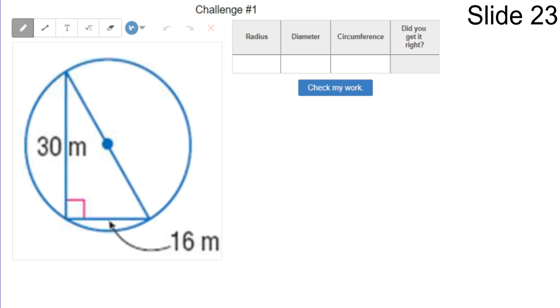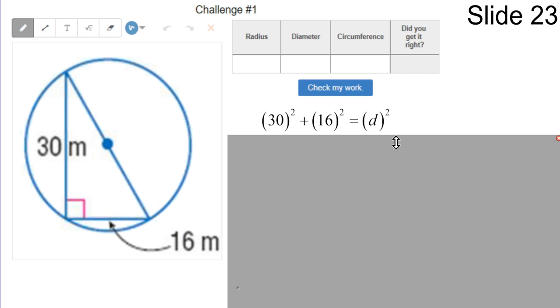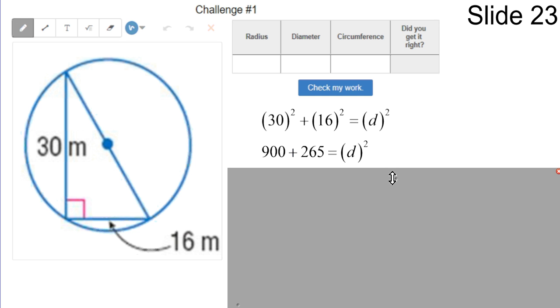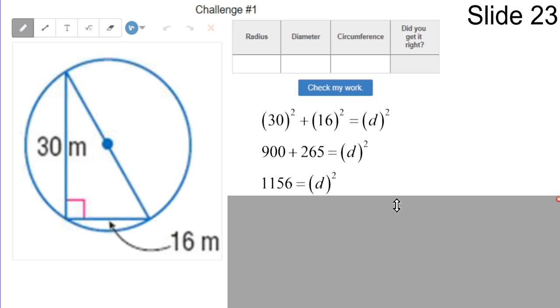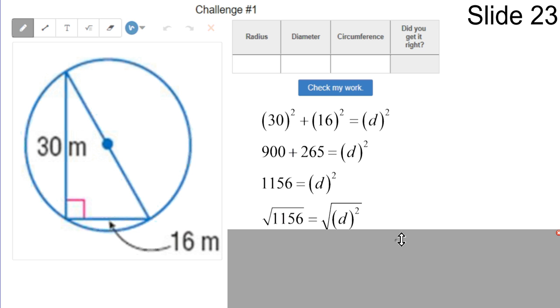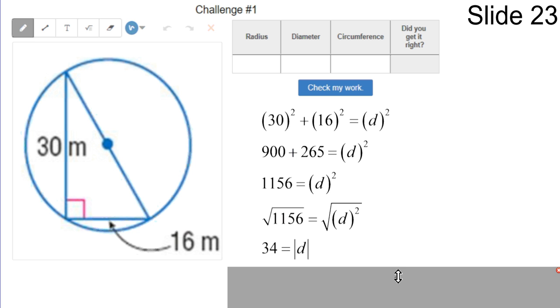30 squared plus 16 squared equals your diameter squared, right? The sum of the two legs squared equals the hypotenuse squared. So if we evaluate this and combine our like terms, we've got 1,156 equals that diameter squared. To undo that, you take the square root of each side. So the absolute value of D ends up being 34.